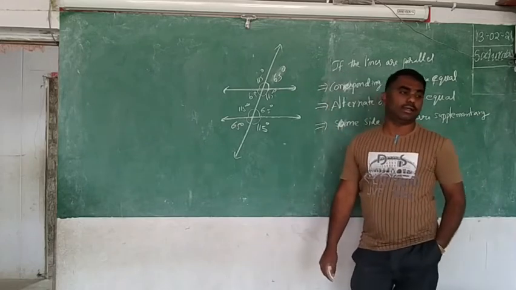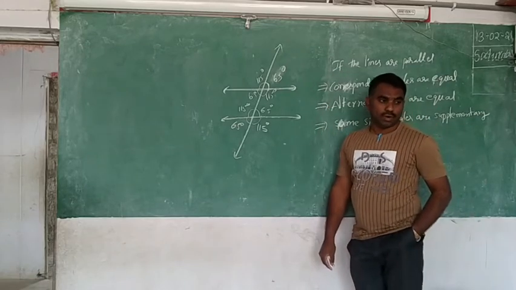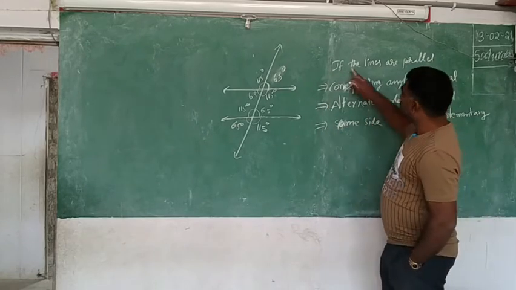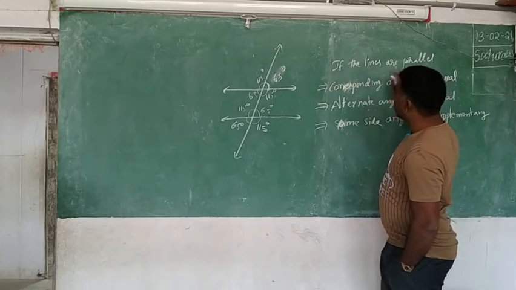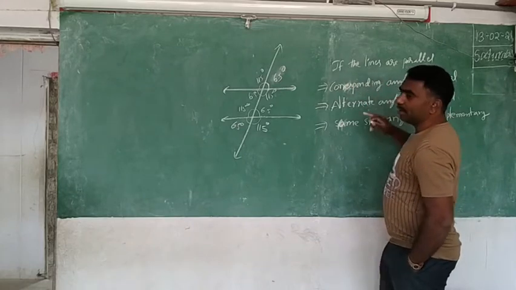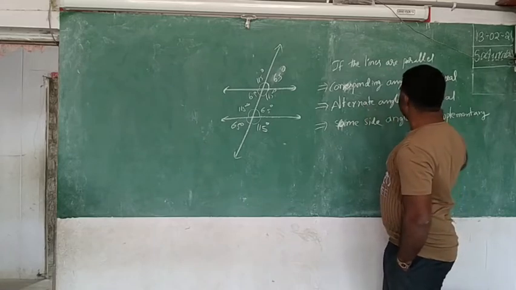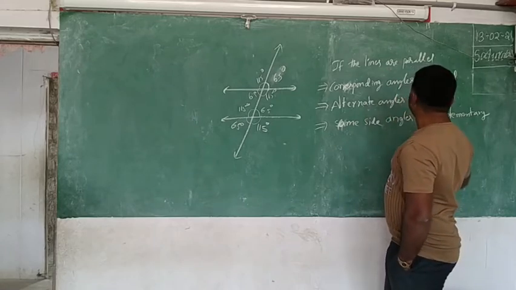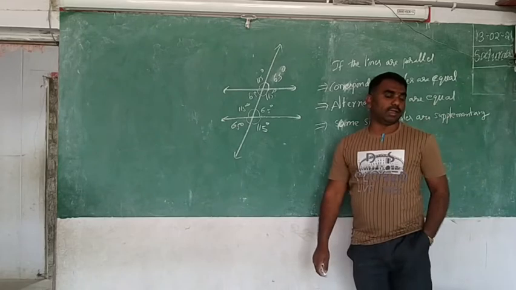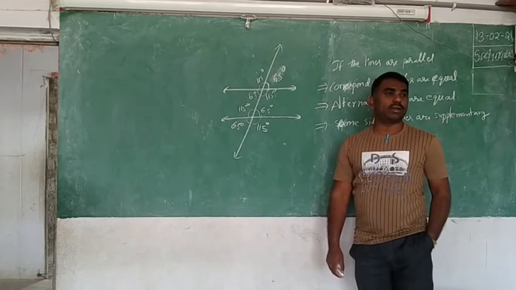Same side angles are supplementary. Okay, clear? Do you understand? So if the lines are parallel, corresponding angles are equal, alternate angles are equal, same side angles are supplementary. Okay, clear? Do you understand?